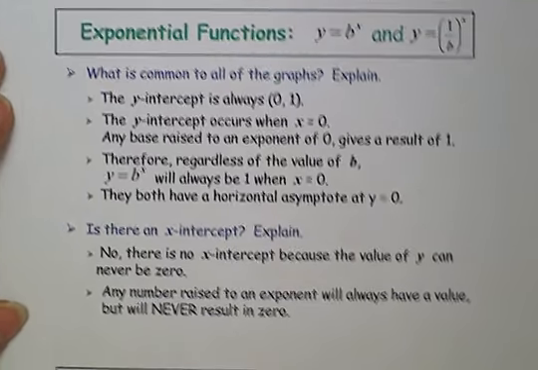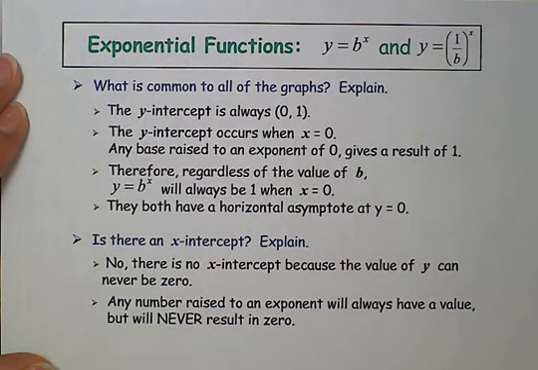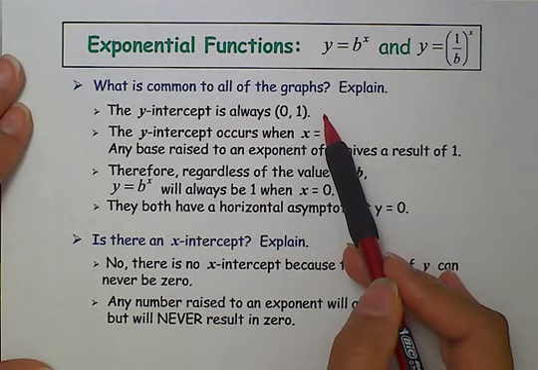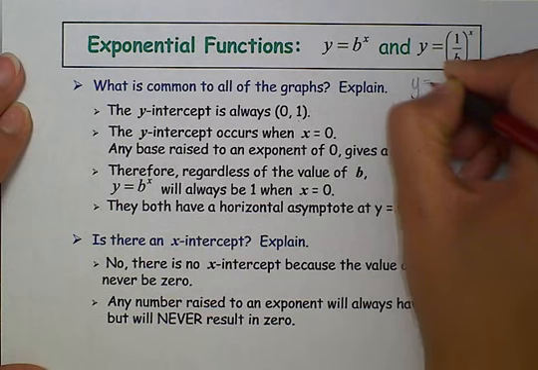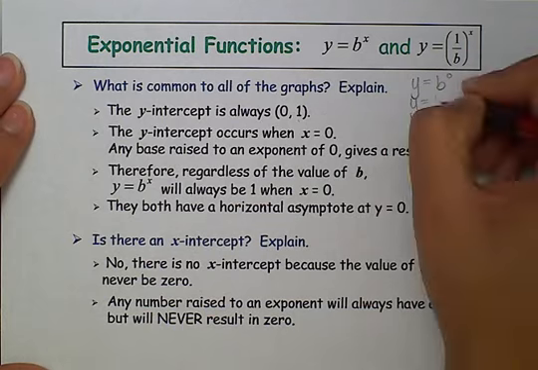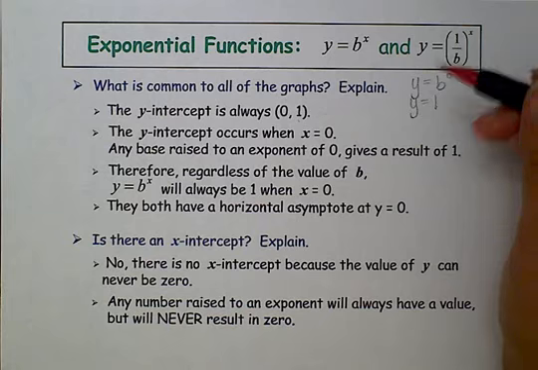Okay, so for exponential functions of the form y equals b to the exponent x and y equals 1 over b to the exponent x, what is common to all of these graphs that we've been looking at? One of the things that is common to all of them is that they have a y-intercept of (0, 1). What that means is, when I plug in x equal to 0, I always get a result of 1. That makes sense because think about what happens if you plug in 0 in the first one. y equals b to the exponent 0. Well, I know that any base to an exponent of 0 gives me a result of 1. So that means x is 0, y is 1. There's your y-intercept.